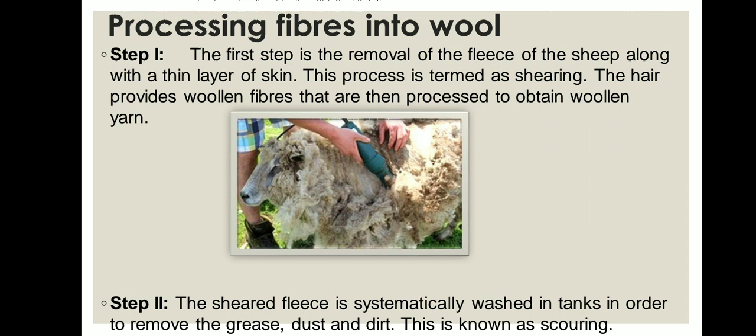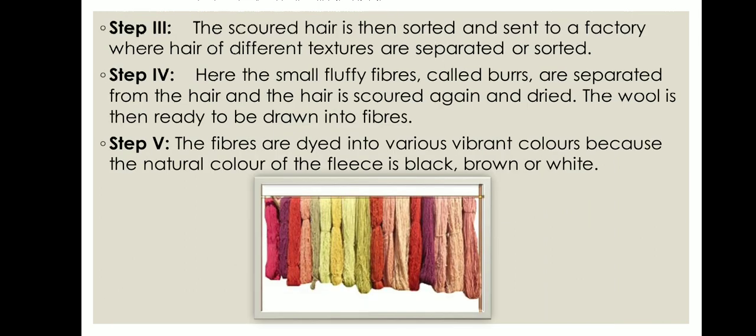Second is scouring. The sheared fleece is systematically washed in tanks to remove dirt, dust, and grease, which is called scouring, right? The third step, the scoured hair is then sorted and sent to a factory where hair of different textures are separated or sorted.